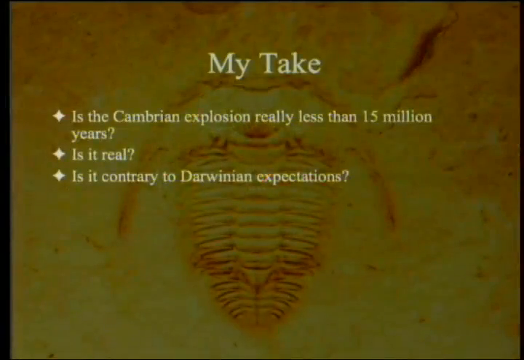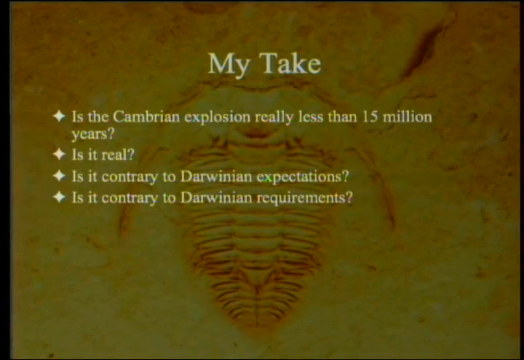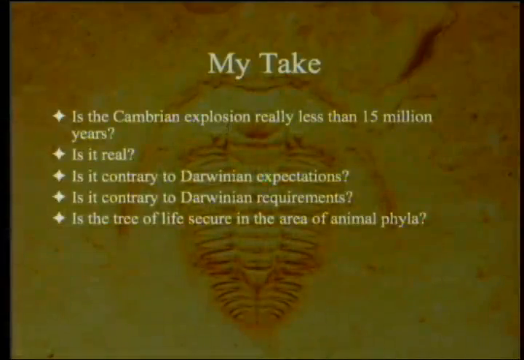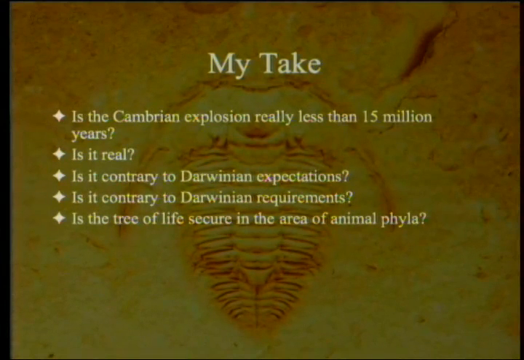Is it contrary to Darwinian expectations? I think it is. Is it contrary to Darwinian requirements? I think it is, too. I think that the Cambrian explosion comes close to a proof that Darwinism by itself can't make it. Is the tree of life secure in the area of animal phyla? We haven't looked at a lot of it, but what we have looked at does sort of raise questions. And that means that the tree of life, if it's not secure, can't be used as an argument that, well, it must have happened that way.